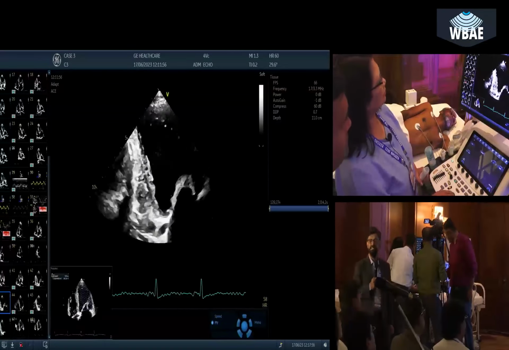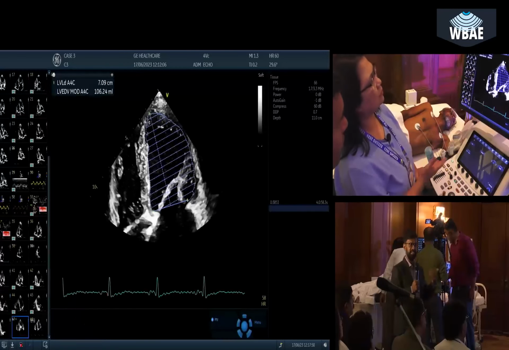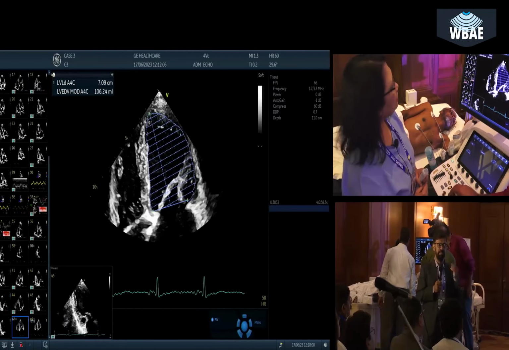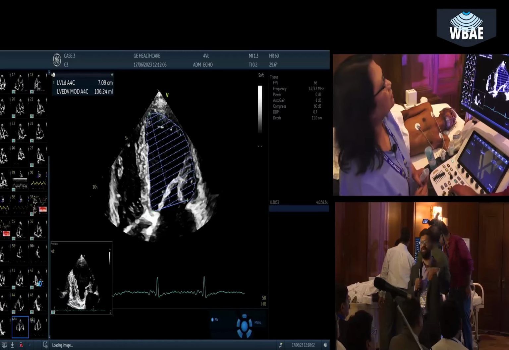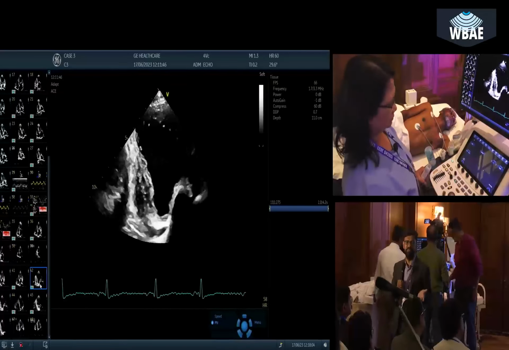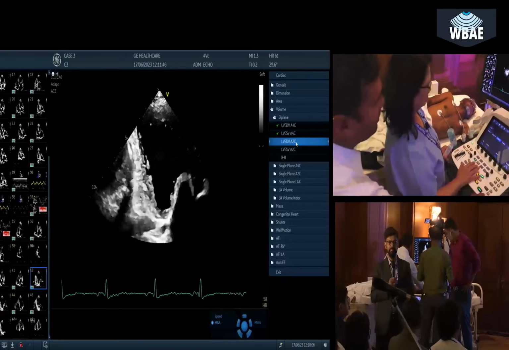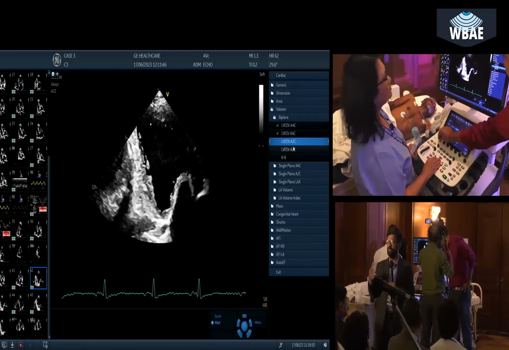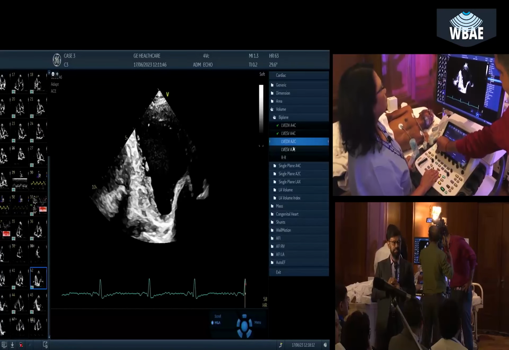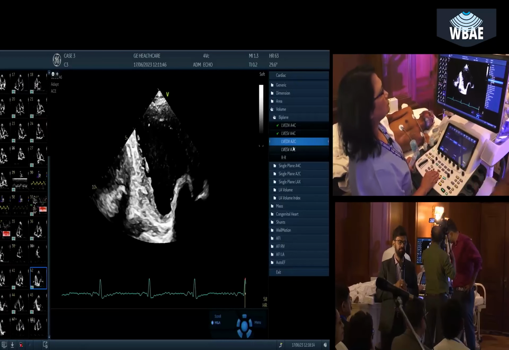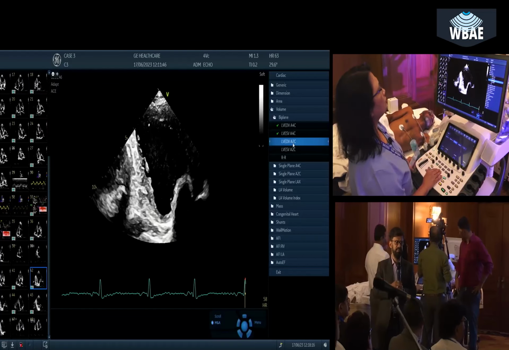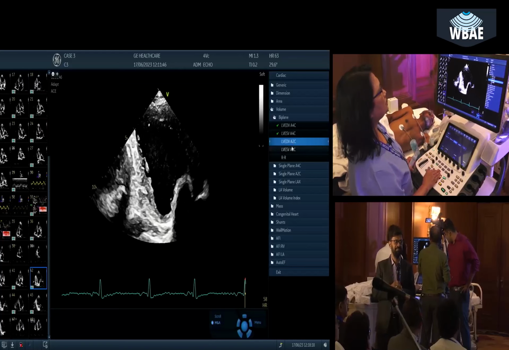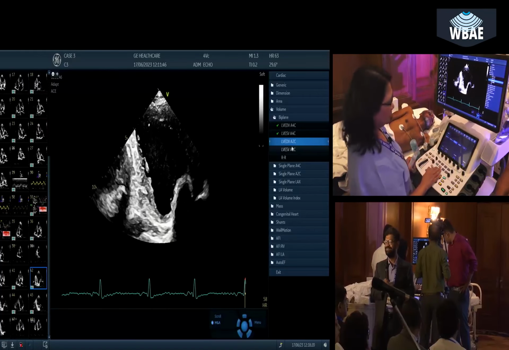So let me ask all of you, I don't know whether they are doing biplane, do you get an ejection fraction of 75, 70% anytime? In your lifetime, did you get it? What do you do? Do you report 75% a year? No? Why not?